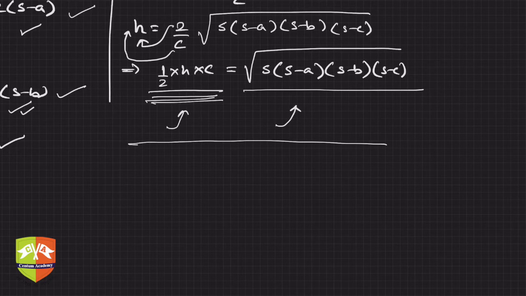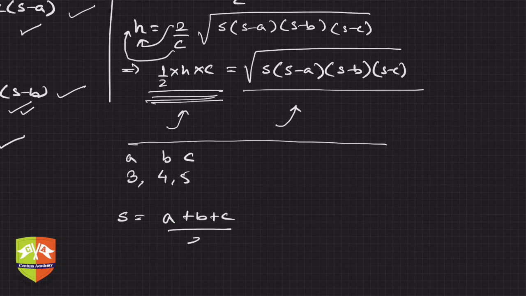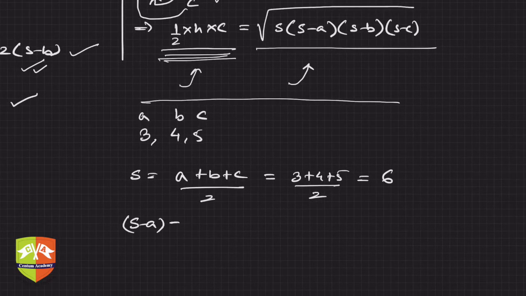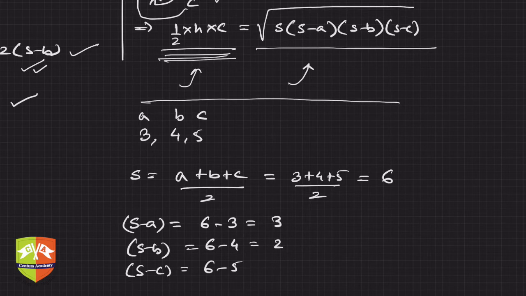Let's say there is a triangle whose sides are 3, 4 and 5. You would know that this is a right angle triangle anyways, because it is a Pythagorean triplet. So let's say a, b and c. So what is s, guys? s is a plus b plus c by 2, which is equal to 3 plus 4 plus 5 upon 2, which is equal to 6, right? Now let's find out what is s minus a. s minus a is 6 minus 3, which is 3. What is s minus b? It is 6 minus 4, which is 2. And s minus c is 6 minus 5, which is 1.